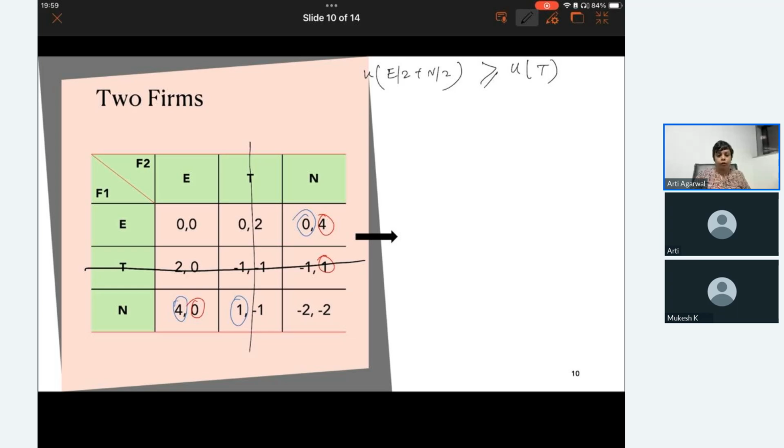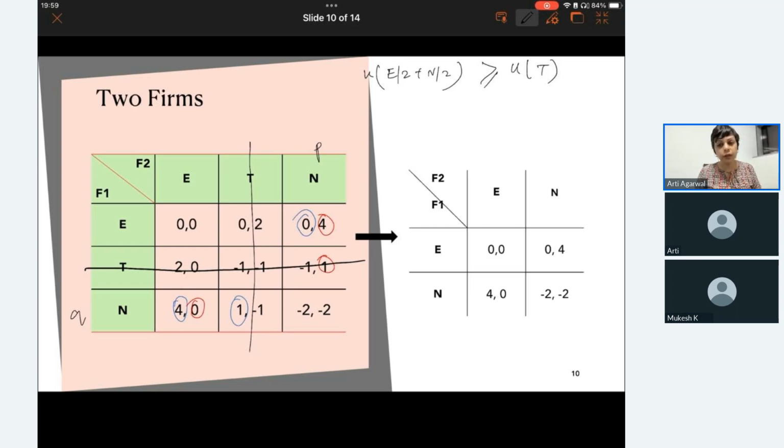So now in this smaller matrix, you take the probability of say N as P and this as Q, and you solve for the mixed strategy equilibrium, as I discussed in the previous class. So this is the reduced game table. And in this game table, now you can solve for the mixed strategy Nash equilibrium. It is not complicated. It's fairly straightforward. Okay. So I hope this is clear.